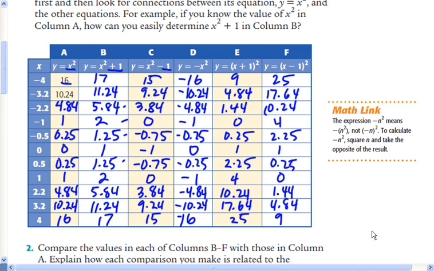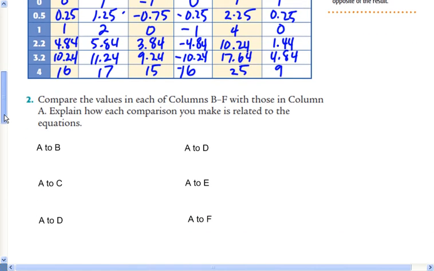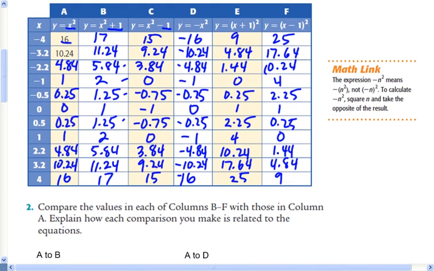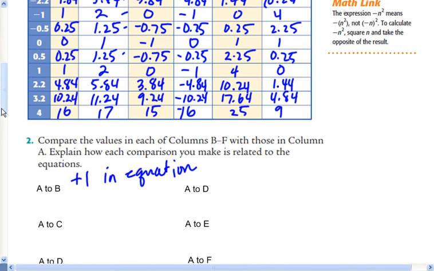All right, so the table is complete, and now we're going to answer some questions by looking at these values. Compare the values in each column B through F with those in column A. Explain how the comparisons are related to the equation. So when we went from A to B, we noticed that all these numbers are 1 more, and we added 1 in the equation. So plus 1 in the equation means the output values are all 1 more.